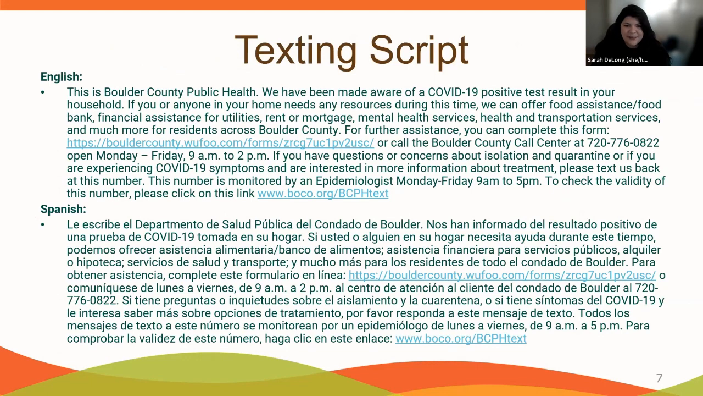So here is what the text looks like. We send every single text out in English and Spanish, and the text first goes into how we are able to provide resources, some of the resources that are available, and it gives some options about how the recipient is able to contact us. They're able to fill out a form that we call a WUFU form, and we'll go more into that shortly.